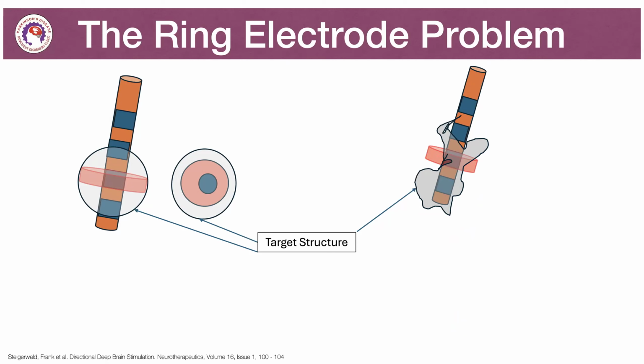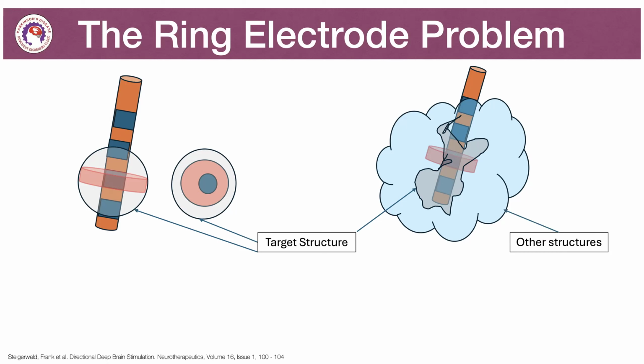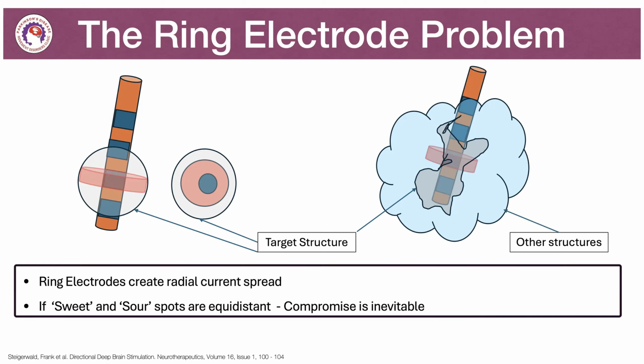The current will also spread over to the surrounding structures. And when it spreads over to the surrounding structures, which invariably happen to be more critical structures, we will start having effects related to those structures, which cause a lot of unwanted so-called side effects. So this is a limitation of the ring electrode.